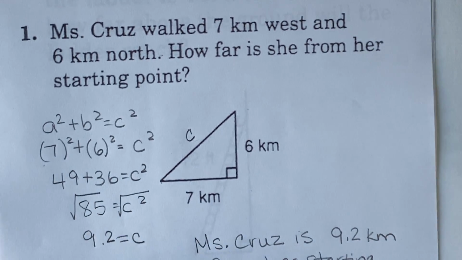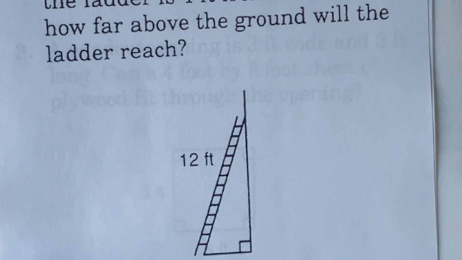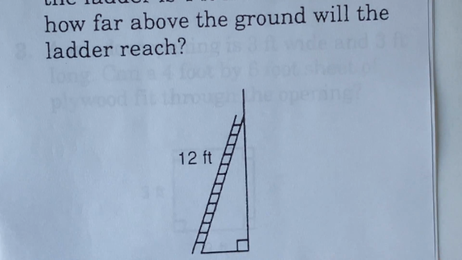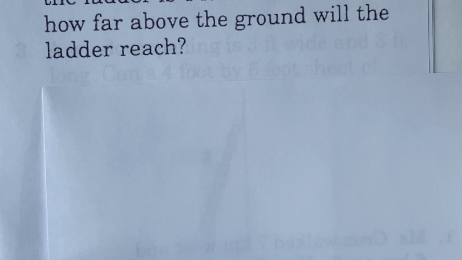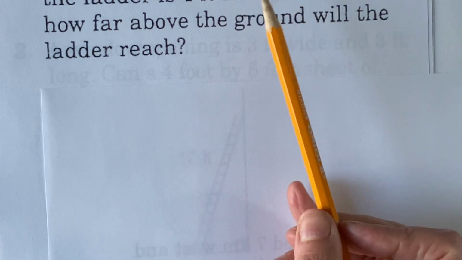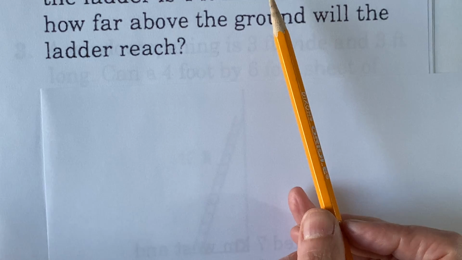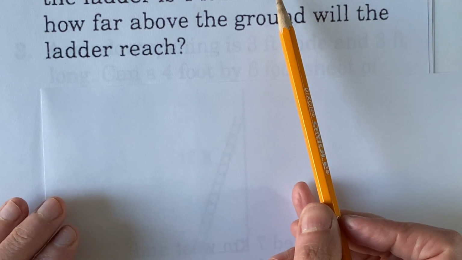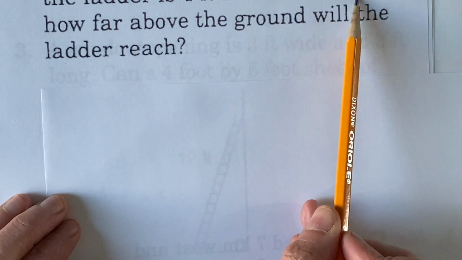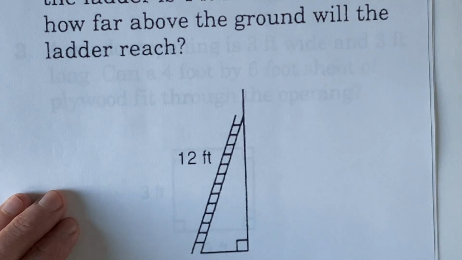Okay, next word problem. This will be my last one for this video. Again, if I were to put this on a test, I would not put that picture there. Okay, a ladder is 12 feet long. Spoiler alert, if you could picture this, your ladder is always your hypotenuse. And wouldn't that make sense? Okay, the base of the ladder is 4 feet from the house. How far above the ground will the ladder reach?